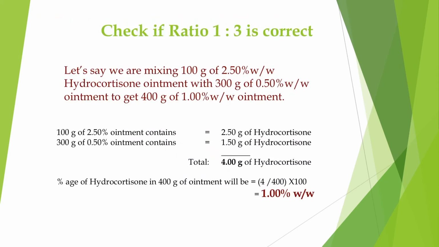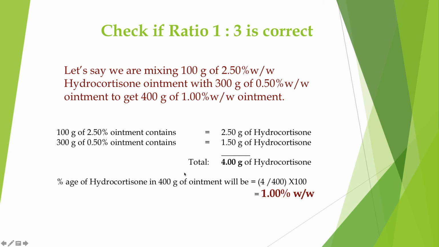Very simple. Now we want to check if the ratio of 1:3 is correct or not. Let's say that we are mixing 100 gram of 2.5% hydrocortisone ointment with 300 gram of 0.5% ointment to get 400 gram of 1% ointment. 100 gram of 2.5% ointment contains 2.5 gram of hydrocortisone, and 300 gram of 0.5% ointment contains 1.5 gram of hydrocortisone. So the total hydrocortisone we have is 4 gram.